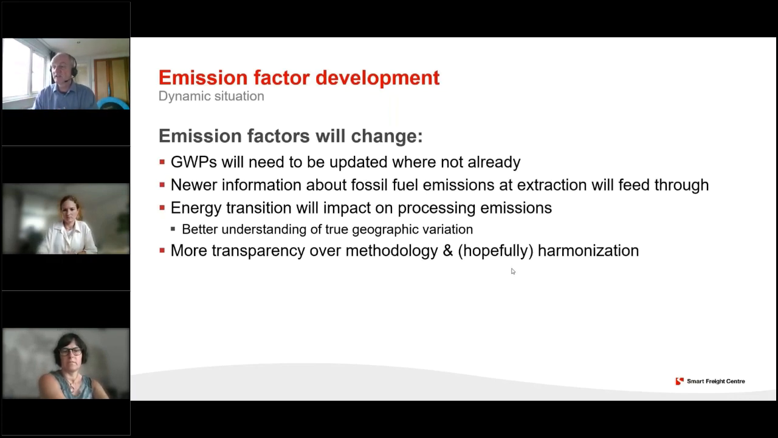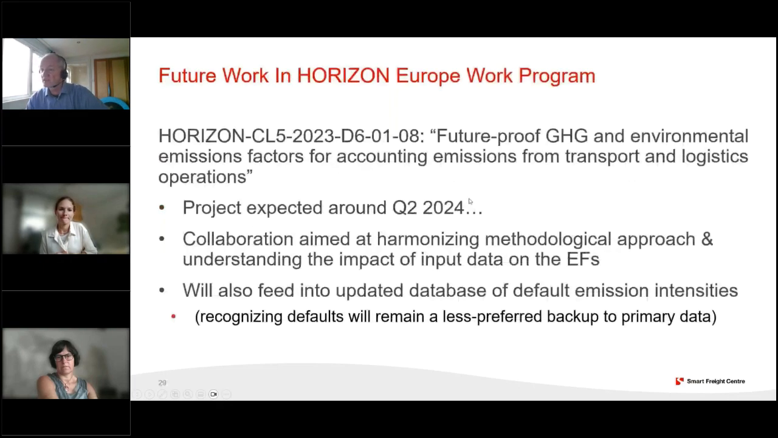And it may well be that there'll be geographic variations between some locations that progress more quickly to low emission electricity than others. And something that's really needed is more transparency over the methodology, and hopefully some harmonization of those emission factors. That's something that lies behind a task that was within the European Commission's Horizon Work Programme.